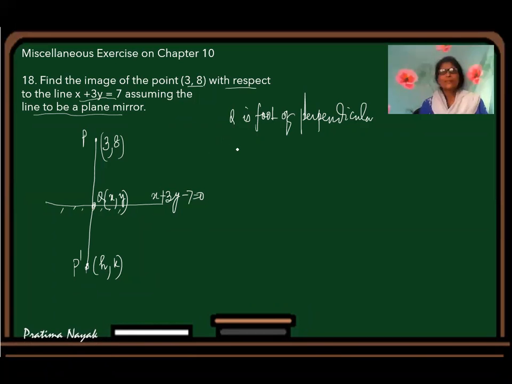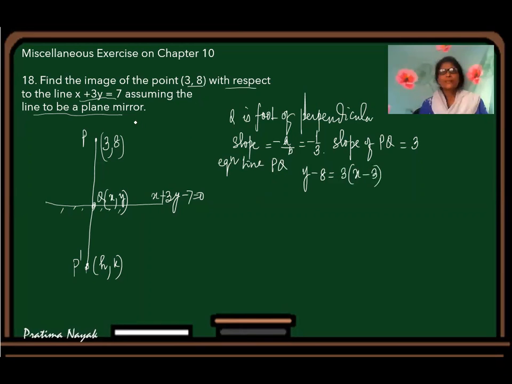So here, what is the slope of this given line? Its slope is equal to minus a by b, that will be minus 1 by 3. So what will be the slope of PQ? Slope of PQ is the negative reciprocal, so this will be just 3. Then I am making the equation of line PQ. What will it be? It will be y - 8 = 3(x - 3), because I can take (x1, y1), and m I got is 3.